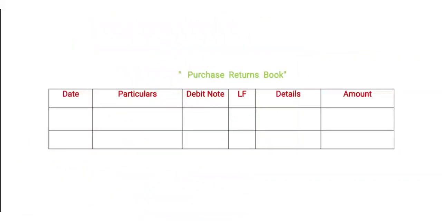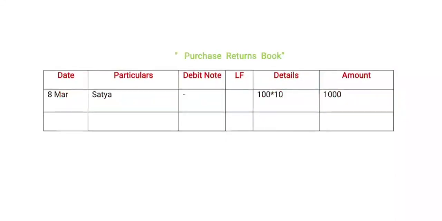It is the pro forma of the purchase returns book: date, particulars, debit note, ledger folio, details, amount. In the date column, it is 8th March, particulars as Satya. Why? Because goods were returned to Satya. Then coming to details, here in the transaction the return amount is not given. Why? Because the return amount is taken as per the purchase price at the time of purchase. That's the reason we take 100 units into 10 rupees, it is 1,000.